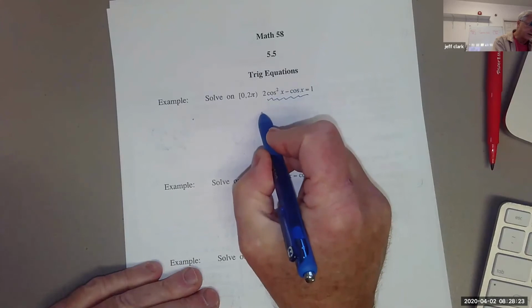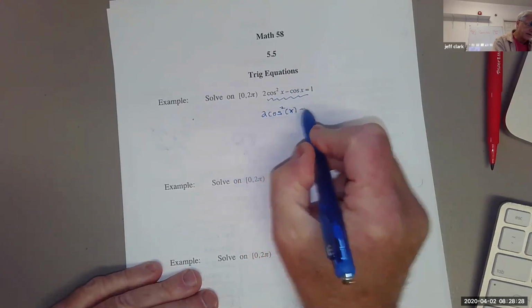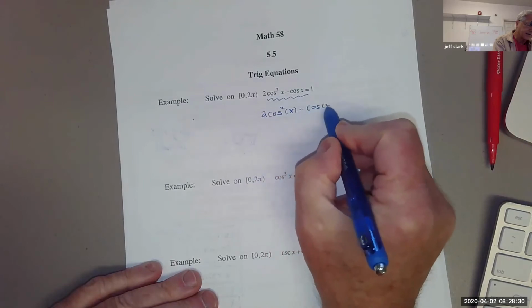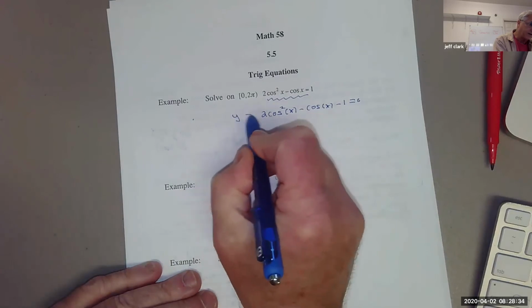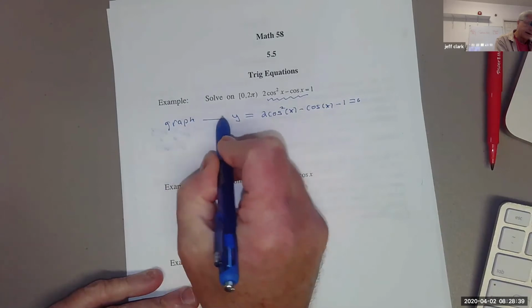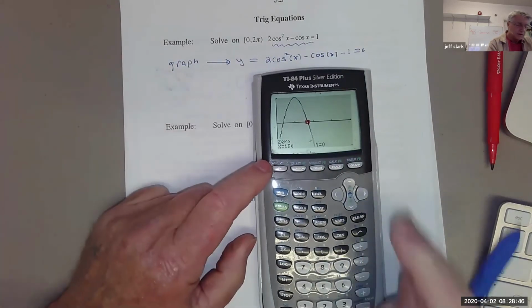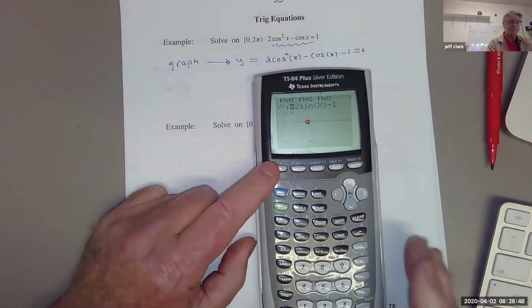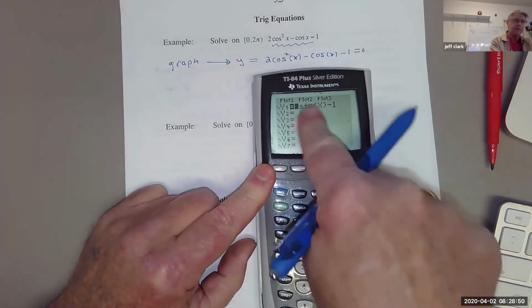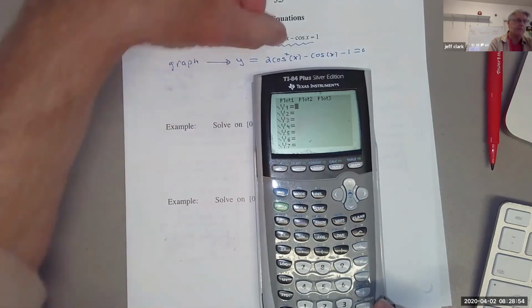So you're going to go 2 cosine squared x minus cosine x and subtract 1 and set that equal to 0. And then you go y equals and you graph that. Okay, here we go. Y equals, get rid of that. Type in our equation.